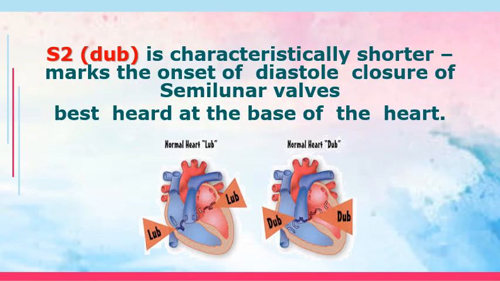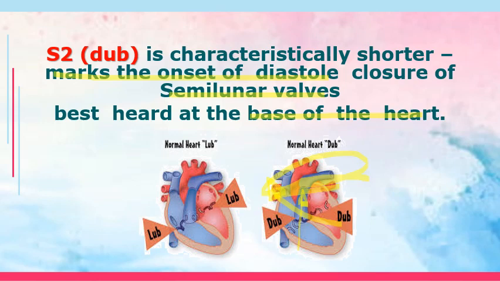Then for your S2, dub, it is characteristically shorter. It marks the onset of diastole and the closure of your semilunar valve. Okay, so your S2 could be best heard at the base of the heart. When I talk about the base of the heart, it is located here. Okay, you will be focusing here. Because if you look at the anatomy, once the blood goes out of the pulmonic artery, which is your semilunar valve, and once the blood goes out of your aortic valve, the direction of the blood is going towards the upper surface of the heart. That's why it's best to assess your S2 sound on the base of the heart.